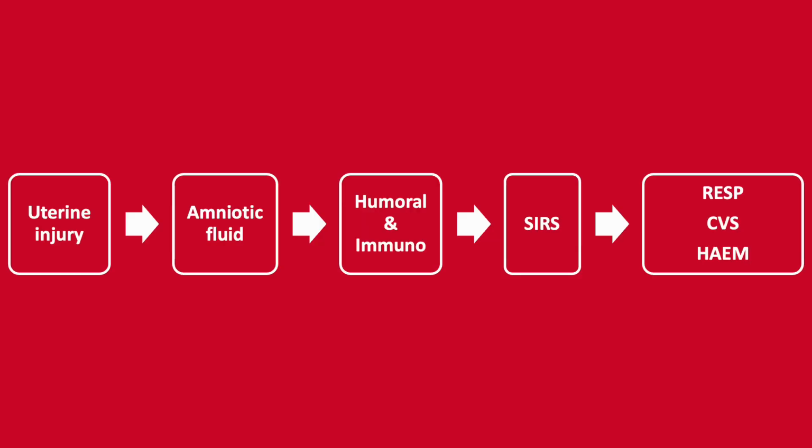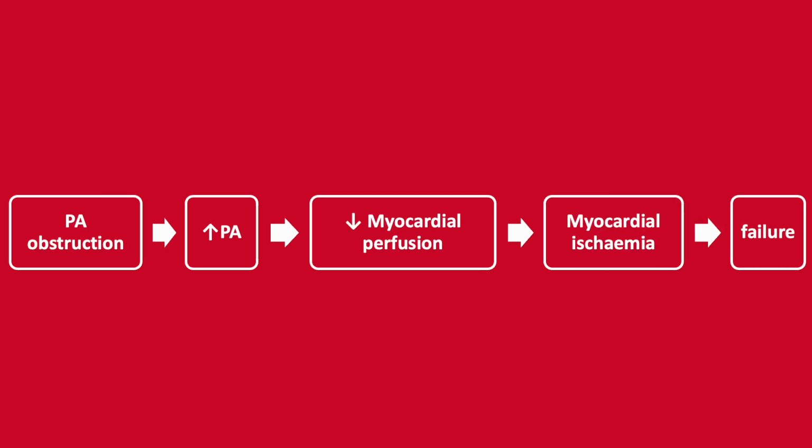The pathophysiology. So there's a uterine injury leading to amniotic fluid within the circulation. This results in a humoral and immunological activation leading to a surge response and thus respiratory, cardiovascular and hematological compromise. AFE is associated with an acute PA obstruction leading to an elevation of pulmonary artery pressure. This leads to reduced flow to the left side of the heart and also an increase in back pressure in the right side of the heart.